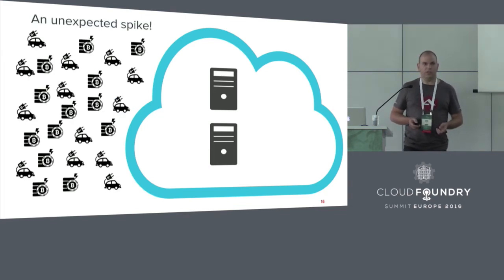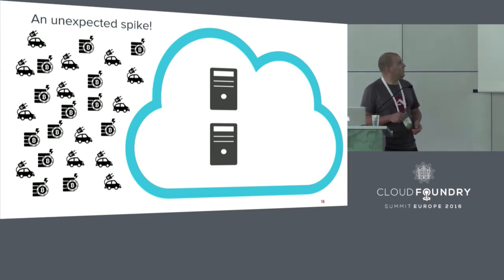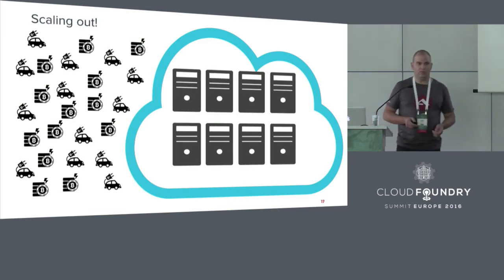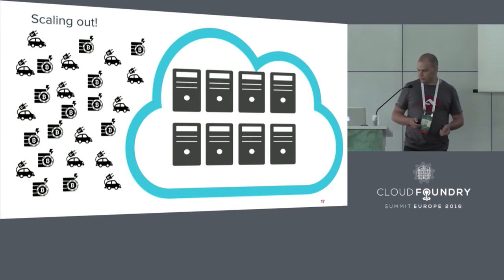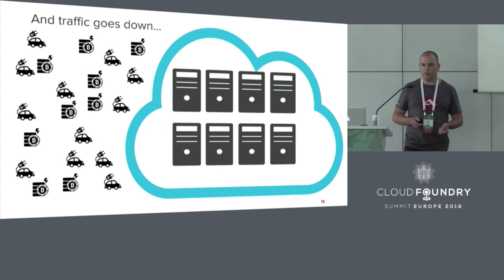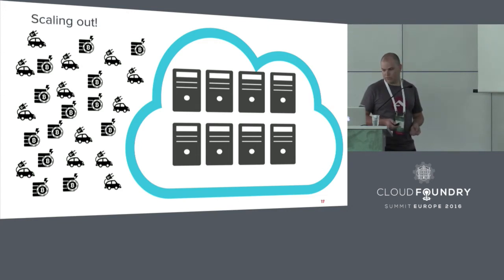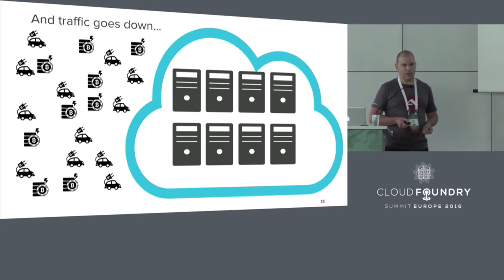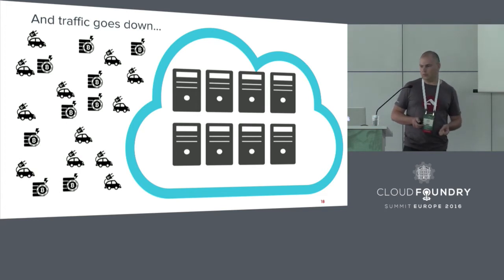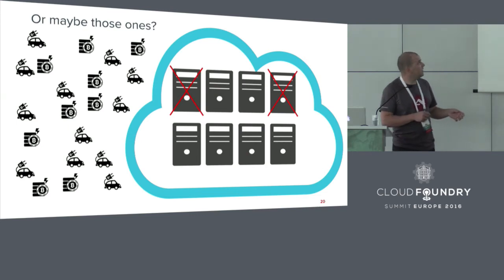And let's imagine that we have an unexpected spike in traffic, and we have many devices, and we may have to scale out to cope with this load. So we scaled out, and at some point in time, traffic goes down, and we have this number of devices, then we have this number of devices, and right now it's a real mess, and we don't understand which servers we shall shut down. Maybe these two servers, maybe these two servers. The utilization of the cluster goes down, but we don't know which exact device is connected to which server.